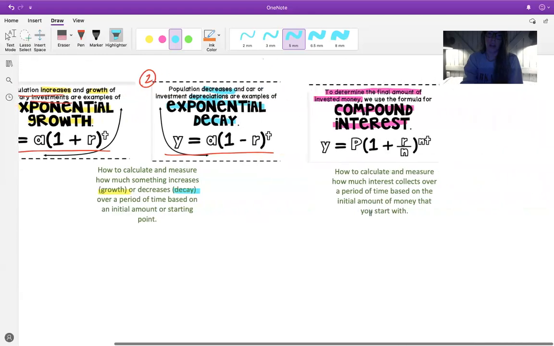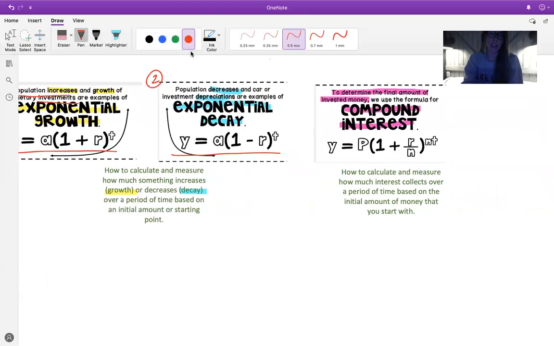Okay, and then the last one that kind of stands on its own a little bit, but still it's talking about something that can grow exponentially, is this last idea of compound interest. So y'all probably don't deal with a lot of interest in your everyday lives, but typically the first thing I think of is when you have a credit card.